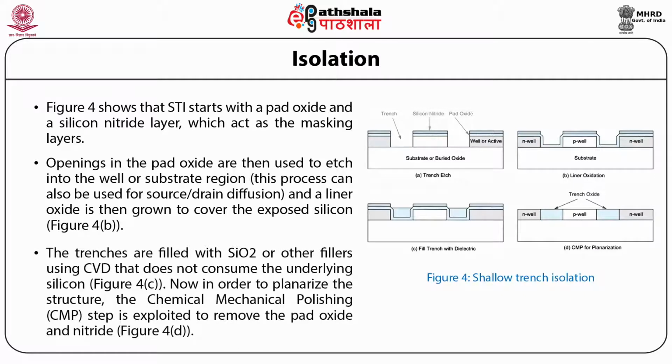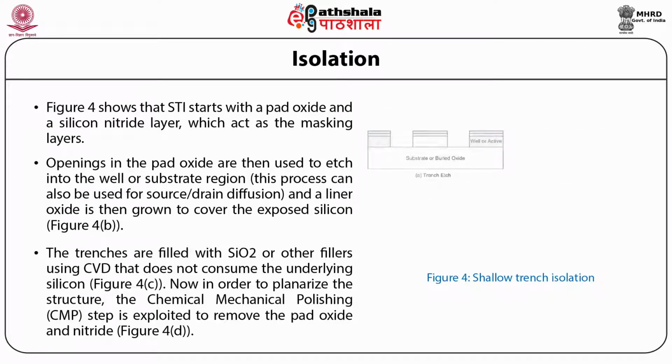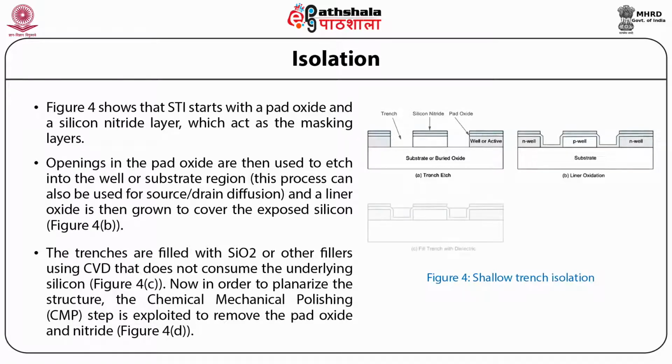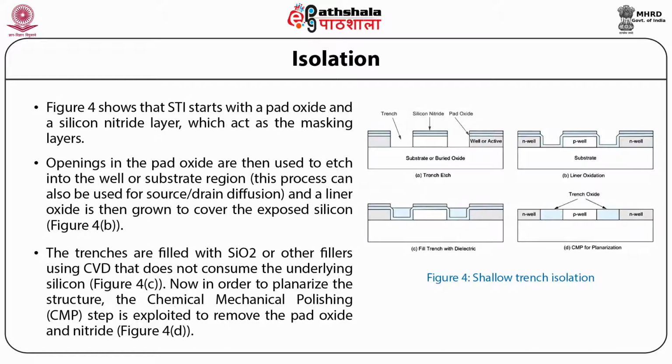The trenches are filled with SiO2 or other fillers using CVD that does not consume the underlying silicon, as shown in figure C. In order to planarize the structure, the chemical mechanical polishing, CMP, step is exploited to remove the pad oxide and nitride, as shown in figure D.